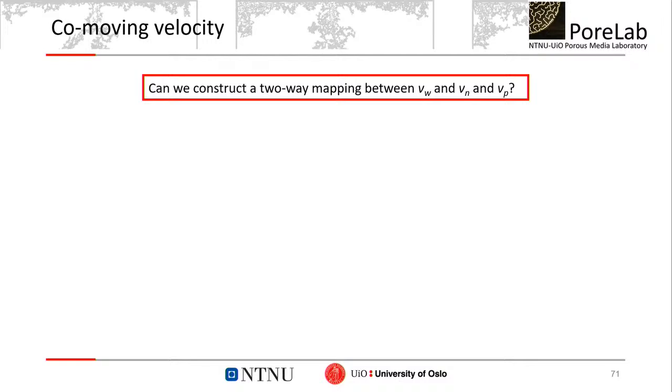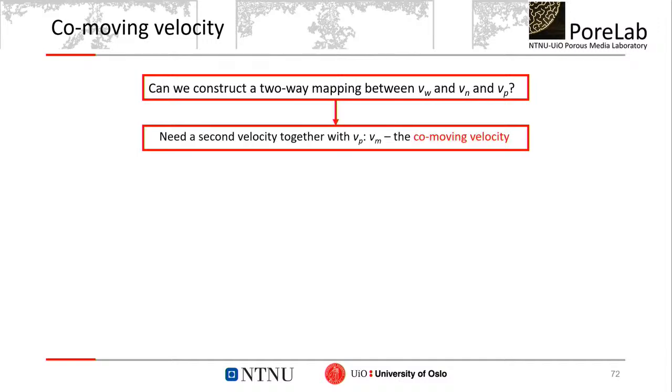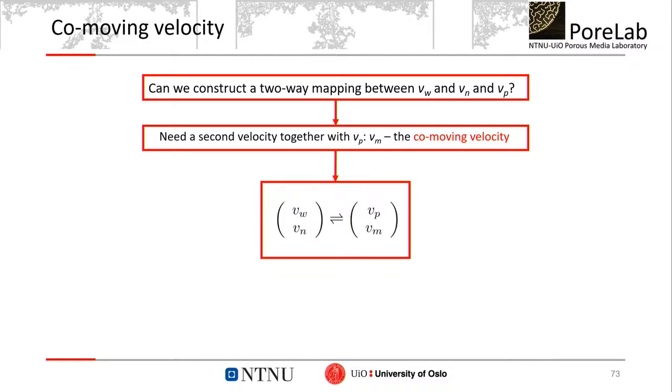I have one relation, can I split that into two relations? No, I need a second relation. And that second relation, you can get if you introduce the co-moving velocity. Which means here is the wetting velocity, here's the non-wetting velocity measured, and here's the average velocity, here's the co-moving velocity, and this you can go both ways.